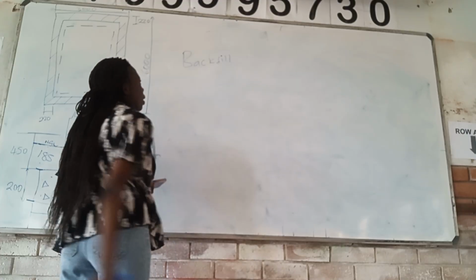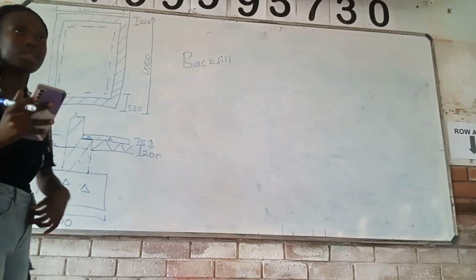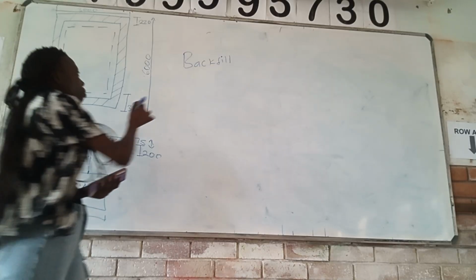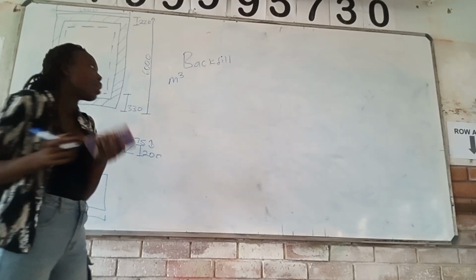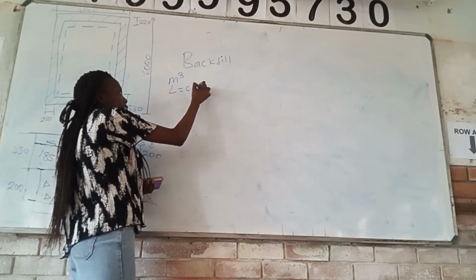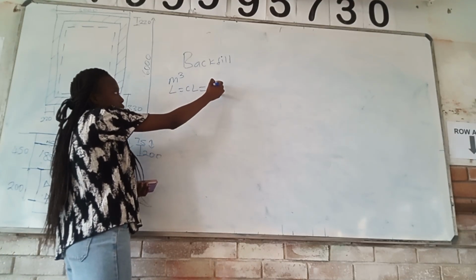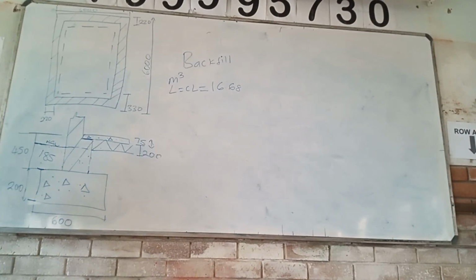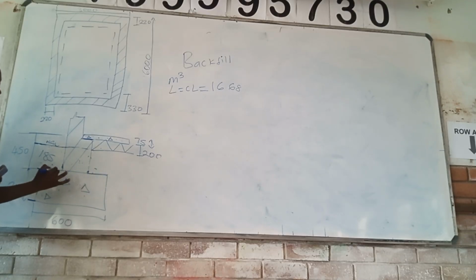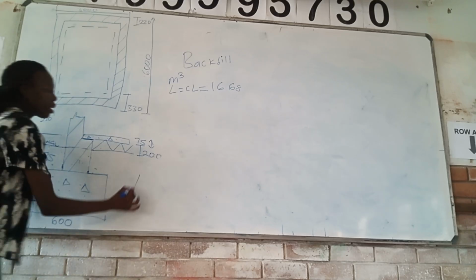Backfill. So backfill is it meter, square meter, or cubic meter? Cubic meter. What is the length of the backfill? Length is equal to the center line, which is equal to 16,68. What is the width of the backfill? We don't have it, but we need to calculate it. Width of backfill is this space here after the wall. Backfill is on the sides of the wall again, so it's this space from here to there, and also from here to there. How can we get it?